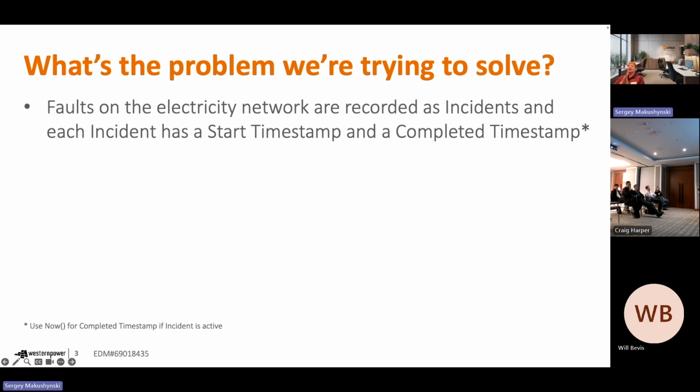So what's the problem I was trying to solve? When there's a fault on the electricity network, hopefully not very many of them, but when there are, that will have what we call an incident raised in our trouble call system. That incident will have a start timestamp and an end, or completed, timestamp. Now, if the incident is still active, so the fault crew haven't fixed it yet, then that completed timestamp will be null. But for the purpose of this reporting, we just make it now, so that we have a time period to work with.